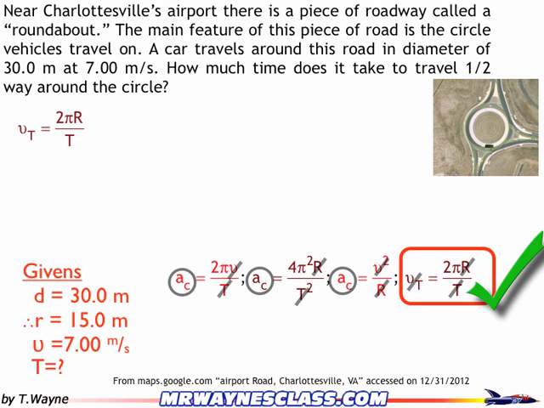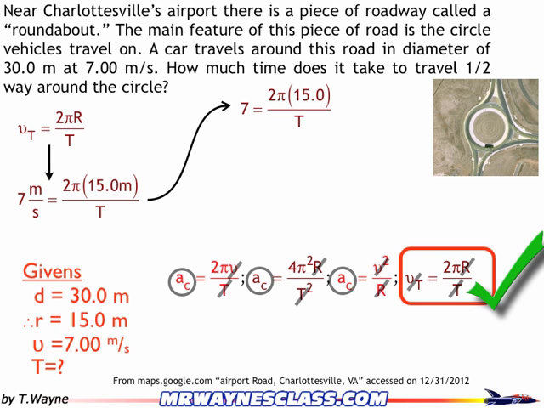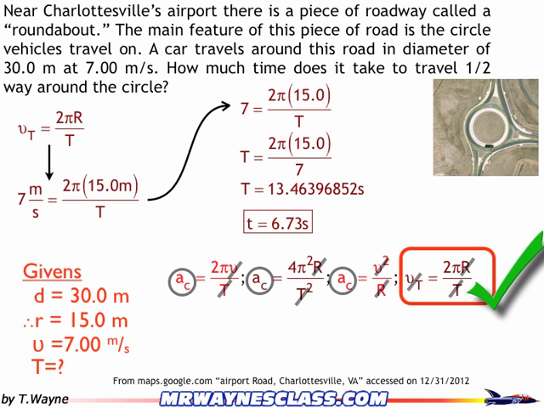Okay, tidy up the screen a little bit. So I'll start with v_t is equal to 2 pi r over T, put in my numbers with units, always numbers with units. Then I'll suppress the units because I'm working within this system. And when I do that, I'll isolate T, which means multiplying both sides by T and dividing both sides by 7. That's how I get this expression. And that gives me the time to go around once. But the question was, how much time does it take to go halfway around? So I'll divide this by 2, and that'll give me the final answer to the question.